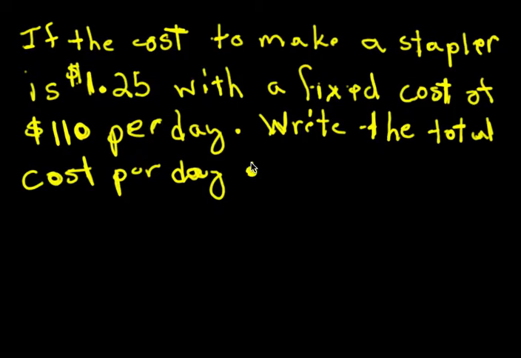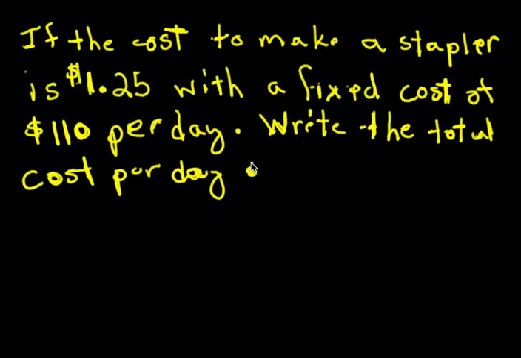The fixed cost per day, $110 per day, is how much it costs just to be open, paying the base employees and paying the electric and utility bills. So no matter what, you make 0 staplers, you're still going to pay $110 per day. You make 1,000 staplers, you're still going to pay $110 a day. That's what a fixed cost is.